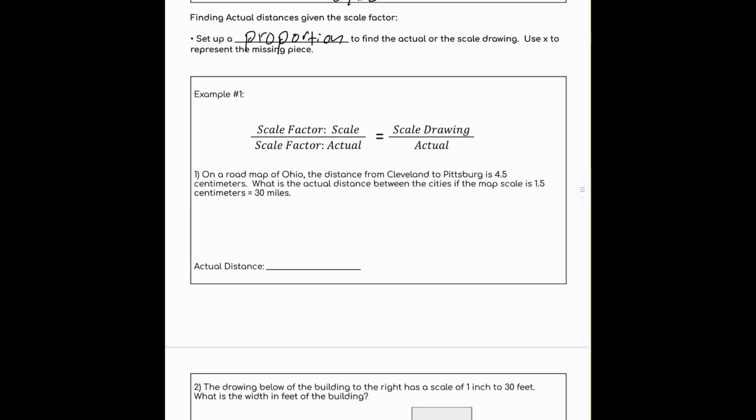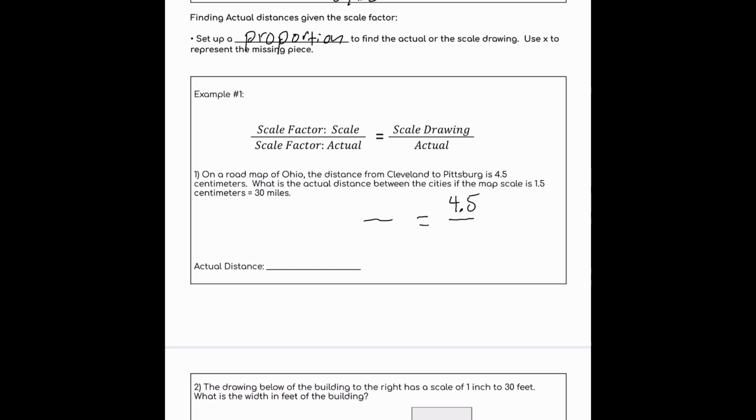On a road map of Ohio, the distance from Cleveland to Pittsburgh is 4.5 centimeters. So I'm going to draw this line here, and we have to put something on top and something on bottom. It says on a road map of Ohio, the distance from Cleveland to Pittsburgh is 4.5 centimeters. We're dealing with centimeters and miles. So 4.5 centimeters would be the scale drawing, because you couldn't draw 30 miles or even 1 mile on a drawing.